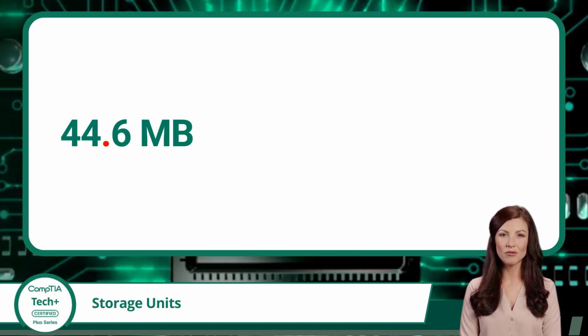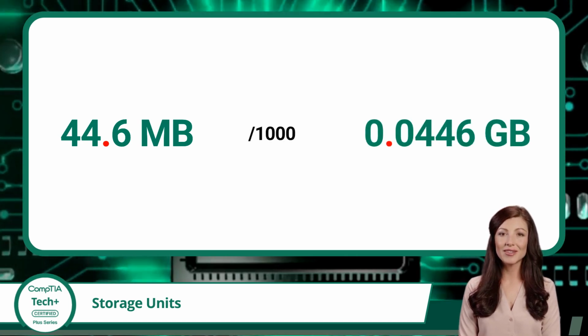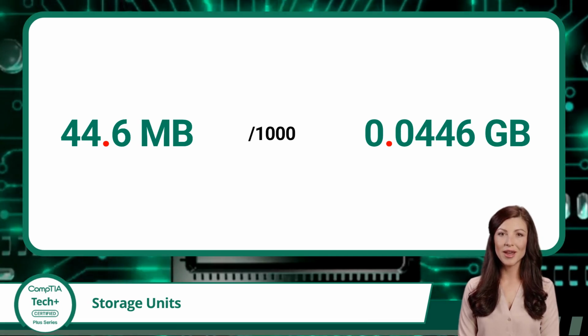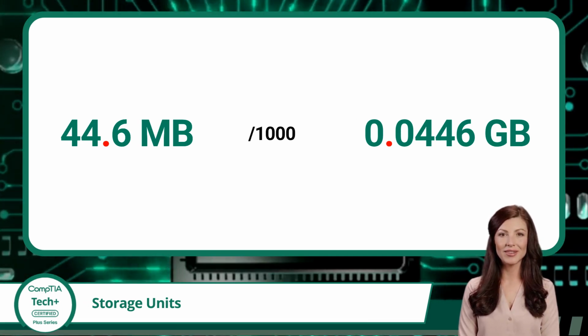Now I will convert 44.6 megabytes to gigabytes. As we went up a storage unit size, we have moved the decimal point 3 place values to the left. Now we can see that 44.6 megabytes is equivalent to 0.0446 gigabytes.